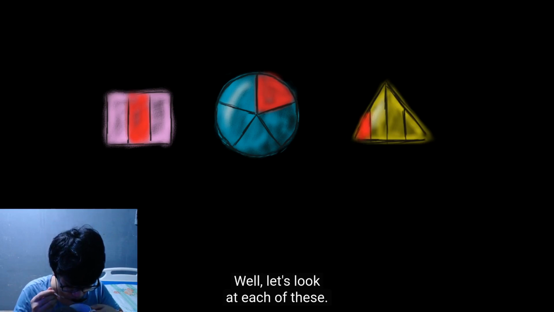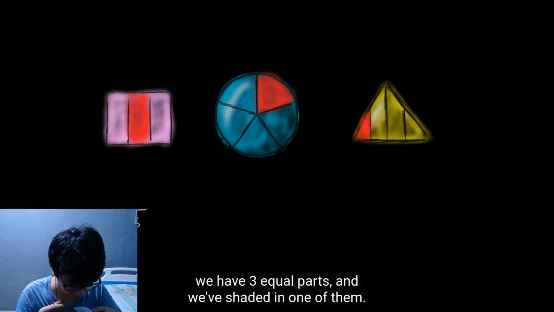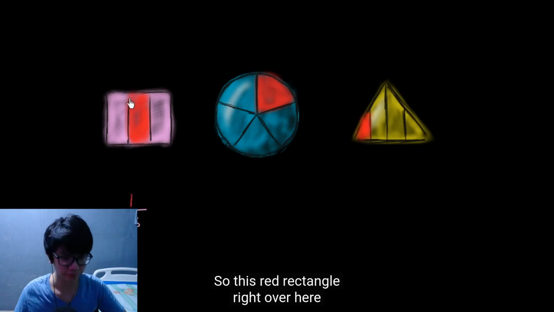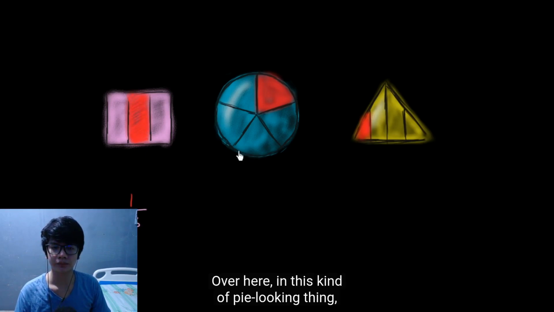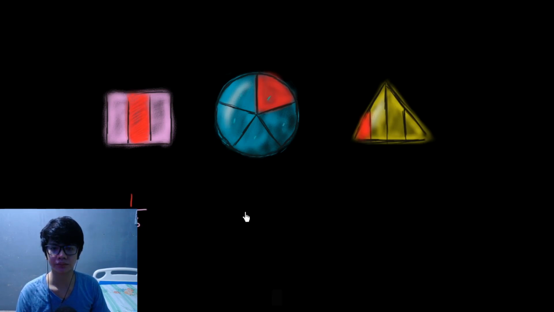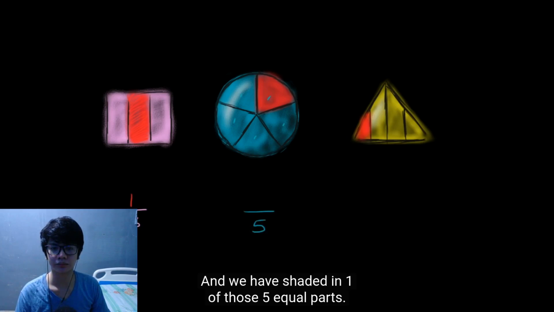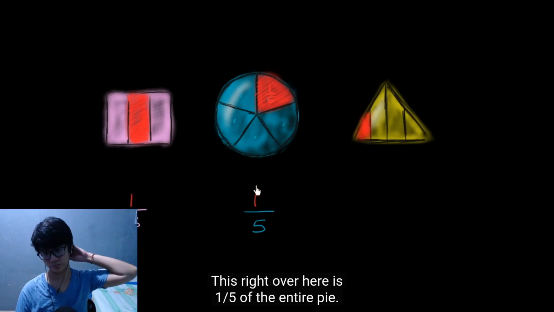Well, let's look at each of these. So in this case, for this rectangle, we have 3 equal parts, and we've shaded in one of them. So this red rectangle right over here represents 1/3 of the whole. Now over here, in this kind of pie looking thing, this circle looking thing, we have 1, 2, 3, 4, 5 equal parts, and we have shaded in one of those 5 equal parts. So this little slice of the pie represents 1/5. This right over here is 1/5 of the entire pie.